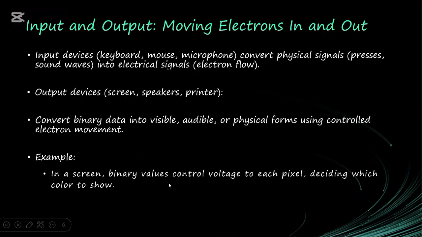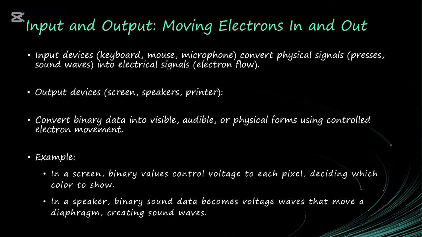So an example is this. In a screen, binary values control voltage to each pixel, deciding which color to show. Don't worry, we'll talk about images, video, and data representation in general. Now, in a speaker, binary sound data becomes voltage waves that move a diaphragm, creating sound waves. But basically, your input and output devices move electrons in and out.